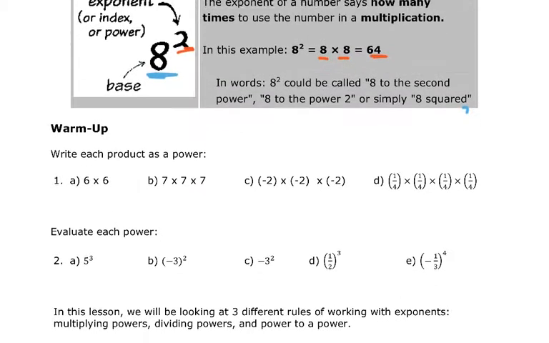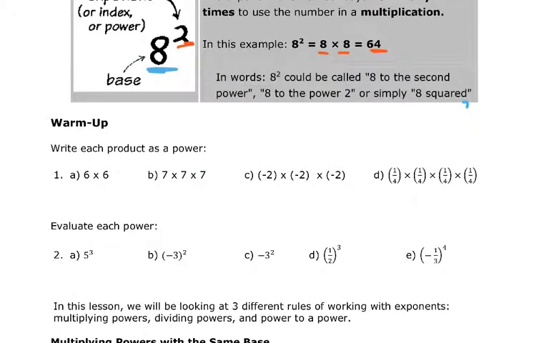So let's try going in the opposite direction. For number 1, it says to write each product as a power. We can see that we're multiplying the number 6 by itself 2 times. So when we're writing this as a power, our big number is 6. That's our base. And 6 is being multiplied by itself 2 times, so I'm going to put a little 2. So 6 squared is the same as 6 times 6.